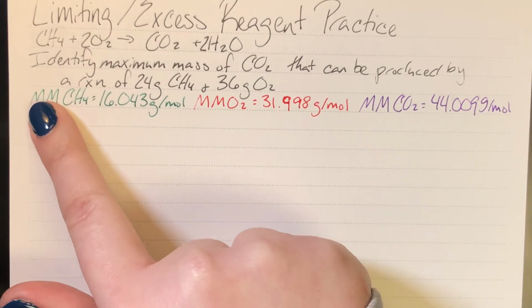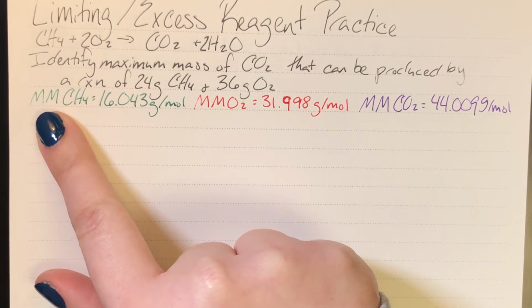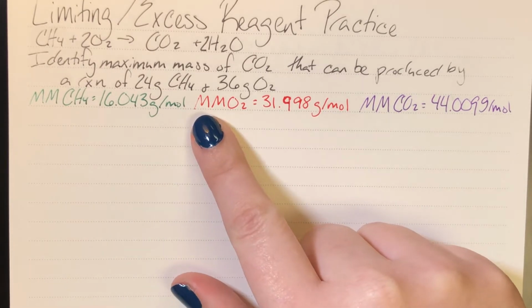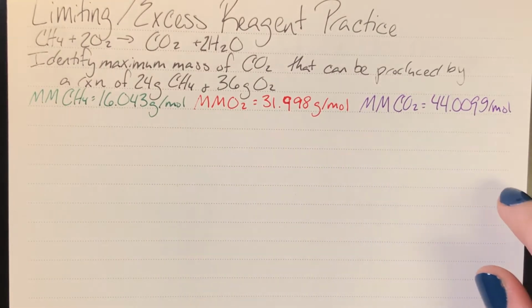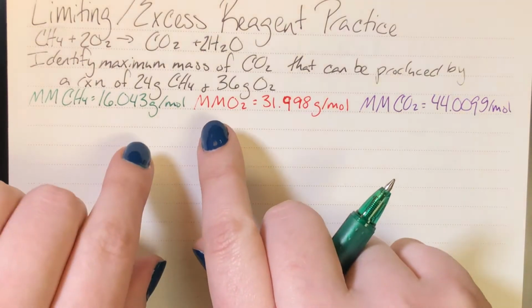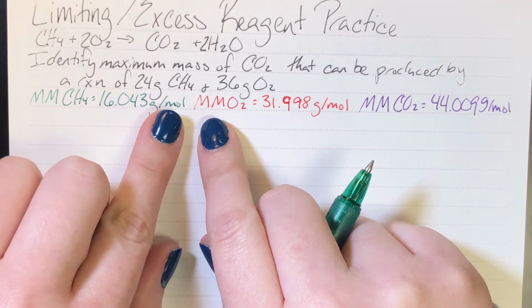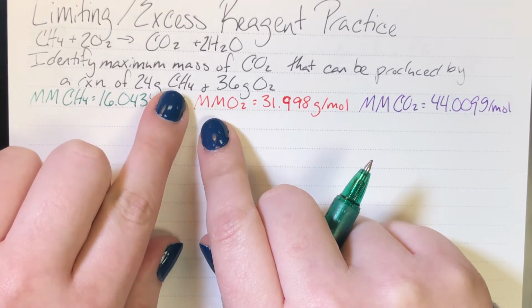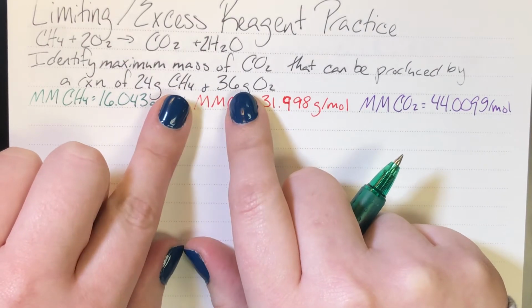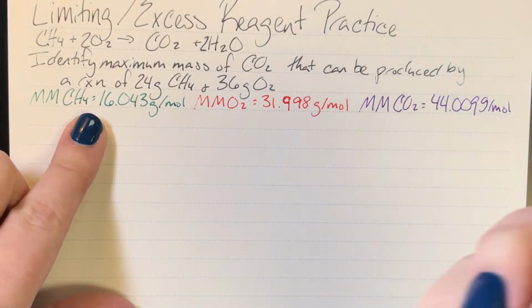So for my mass of carbon dioxide that will come from methane, I will have it in green, and the mass of carbon dioxide that will come from oxygen will be in red. I'm going to go ahead and establish the appropriate mole-to-mole ratios. It is important to note that I am going to be establishing ratios between my reactant and whatever product I decide. I do not care about the relationship between the two reactants.